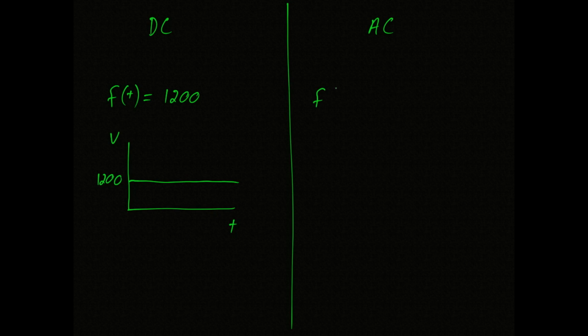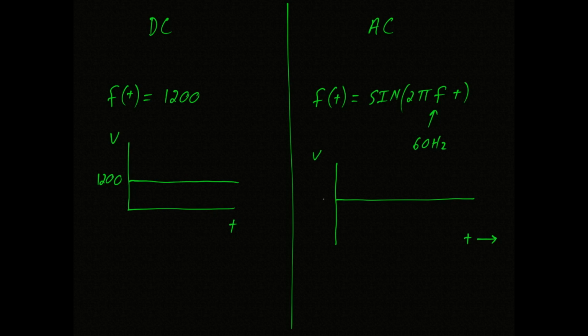Now contrast that with the alternating current system. Here, again, we have a function of time, but this time it's going to be sine of 2 pi f t. And here, f is the frequency of the system. Here in America, that would be 60 hertz. When we make a plot of this function, it looks like this. Once again, we have time marching this way, and then we have voltage. This is 0 volts here. And then we can plot the sinusoid, which would look like this. Again, with the frequency of this particular waveform being 60 hertz.